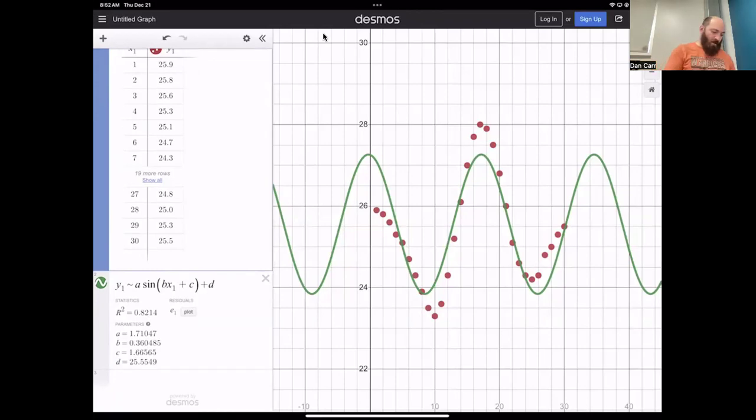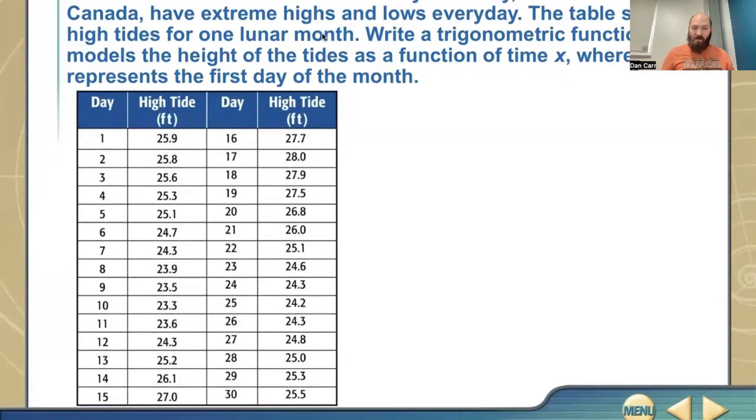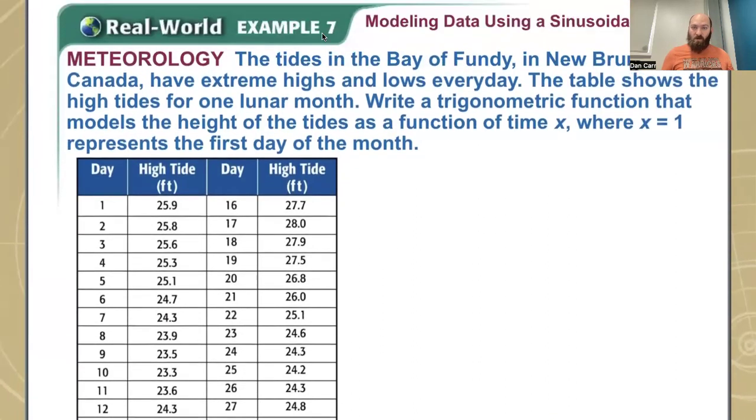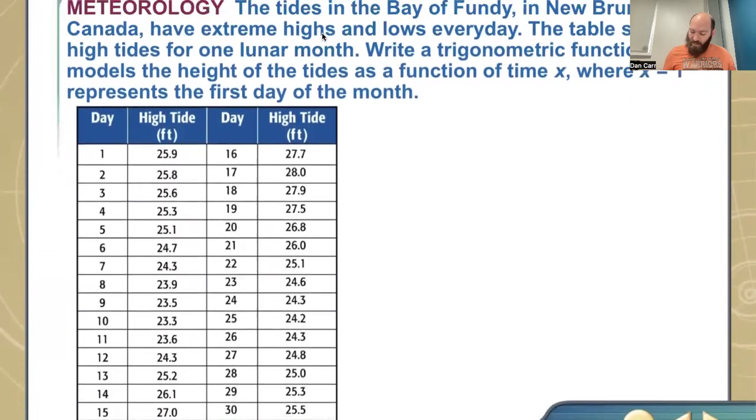No, it looks good. Okay, so that means I have my function now that represents the highs and lows of the tides here. Okay, the high tide of each of these days over the course of, let's see here, in Canada for 1 lunar month. Okay, so that's that 30 days.